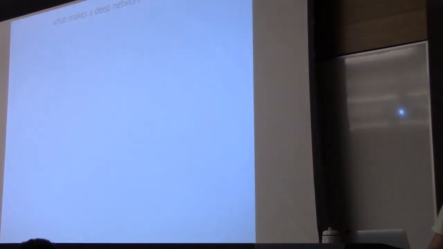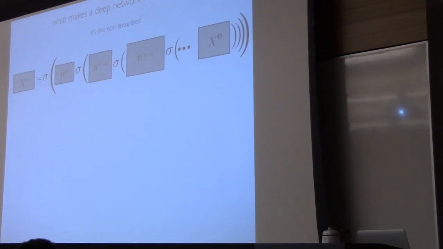There's been a lot of work on this, but I'll go through this real quickly. Why is a neural network non-convex? It's really because of the nonlinearities.